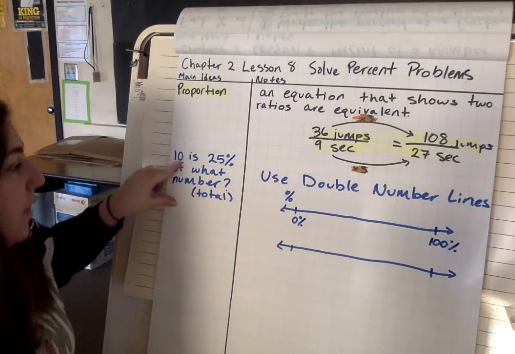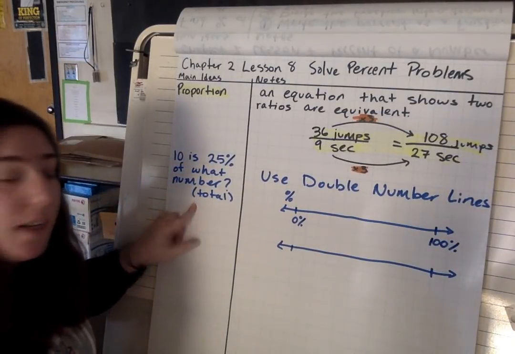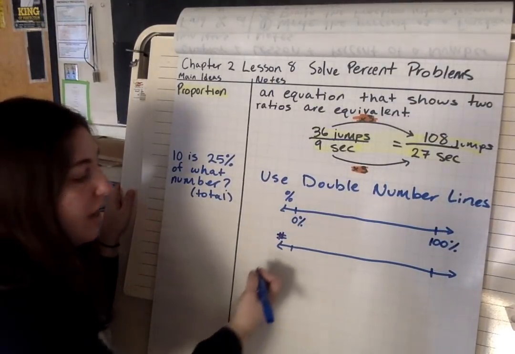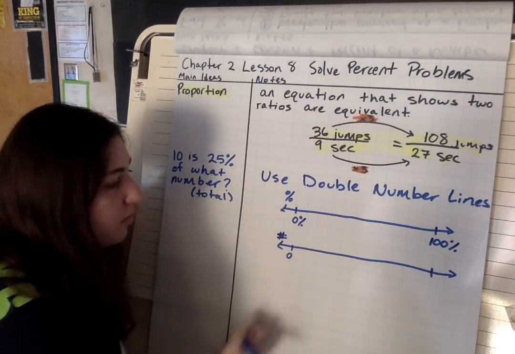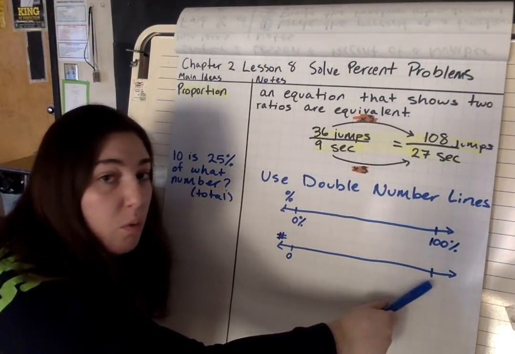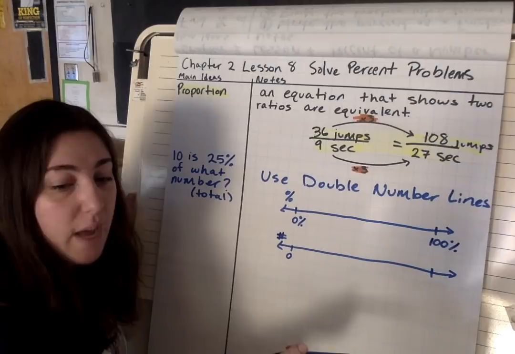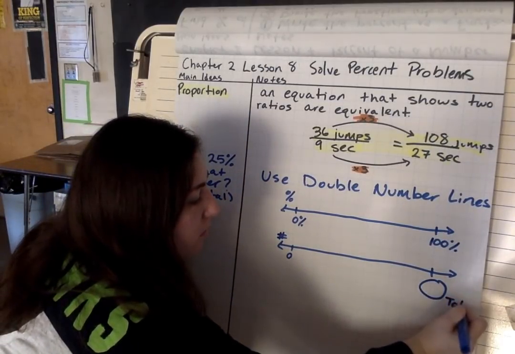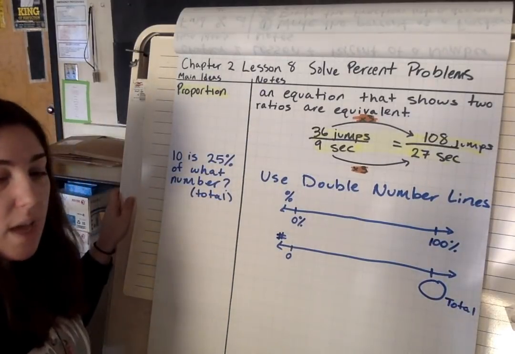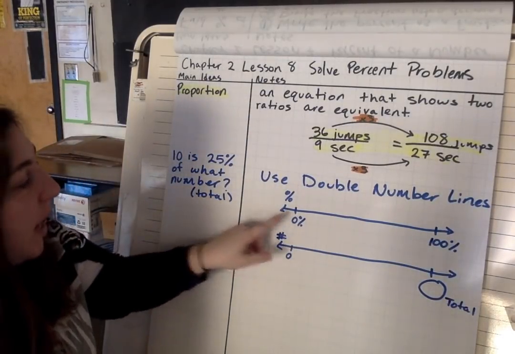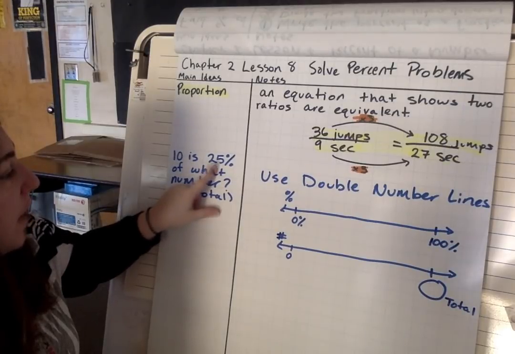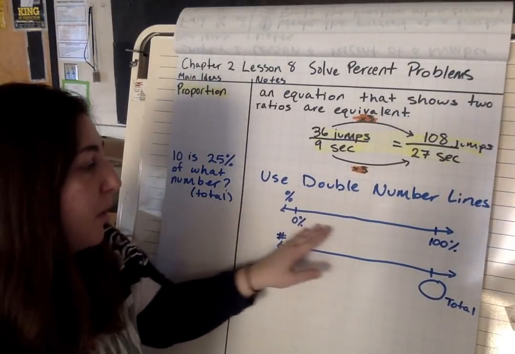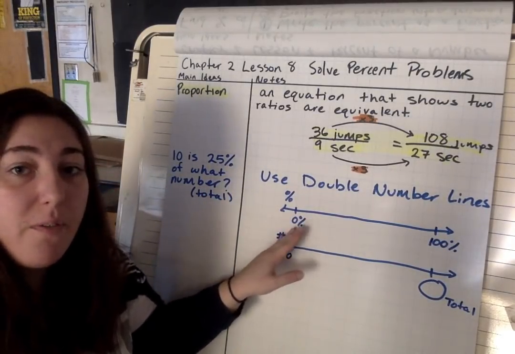Okay, so we have a number here. We want to know what the total number is. So the bottom one is going to be numbers. And of course we're going to start with 0. But we don't know what we're ending with. That's what we want to find. We want to find our total. Okay, so I know that we are using 25% in this problem. And on my number line, I want to make sure I'm able to find 25%.